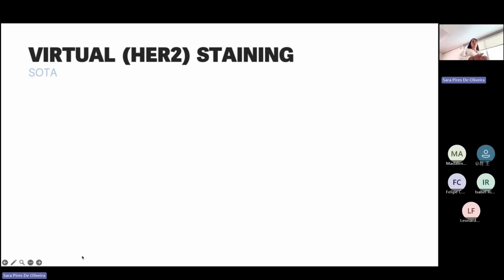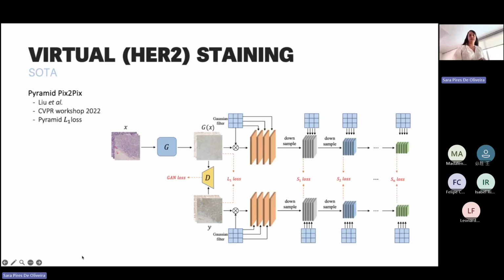with showing you what is out there already for this specific task of virtual staining for HER2. So basically there are 3 works that we can consider as the reference for this. And first is the pyramid pix2pix, and it was introduced by Liu et al. in 2022. And this is basically the foundation of all other models that were developed. All the publications are somehow based on this.